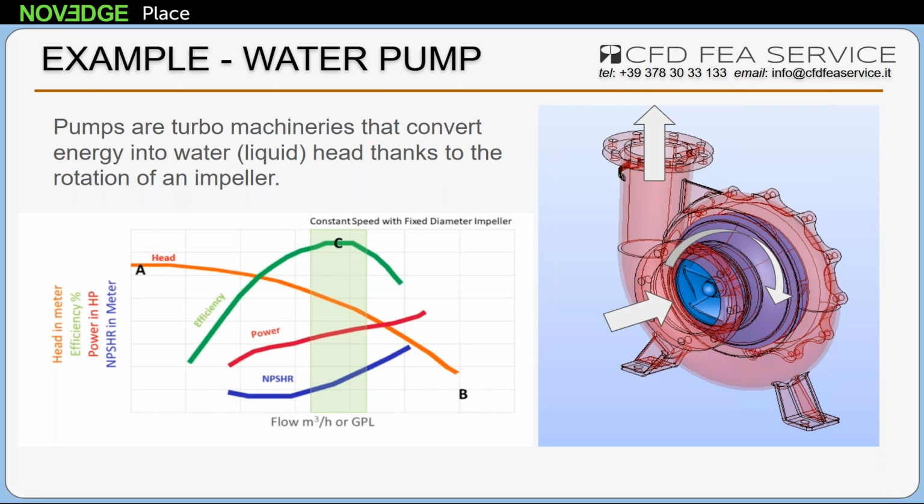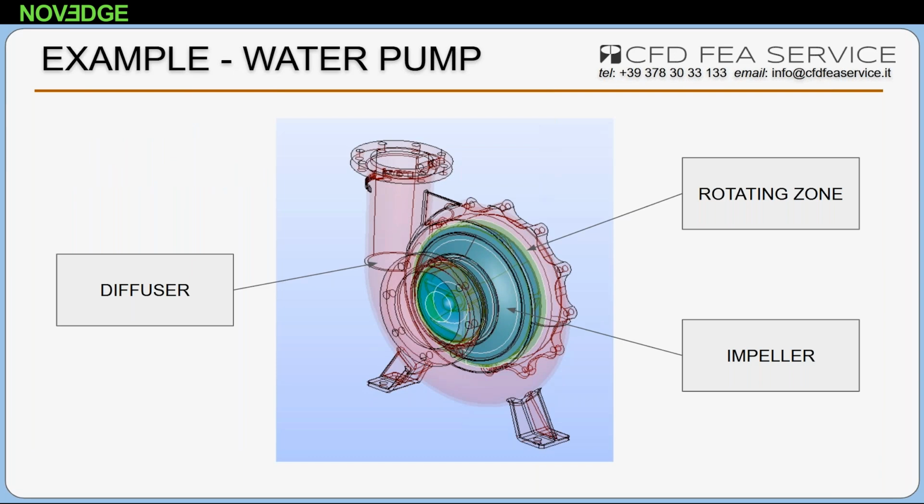Again, every pump has a certain relation between the flow rate, which is displayed along the x-axis, and the head produced. Generally, the higher the flow rate, the lower the head produced by that pump. So these orange curves represent the relation between the head produced by the pump and the flow rate that allows the pump to work.